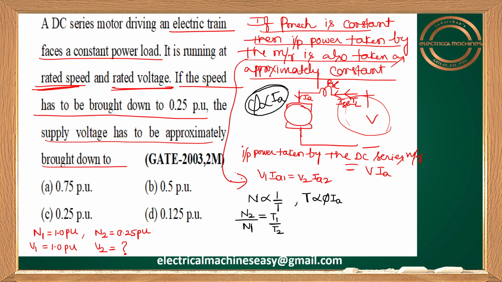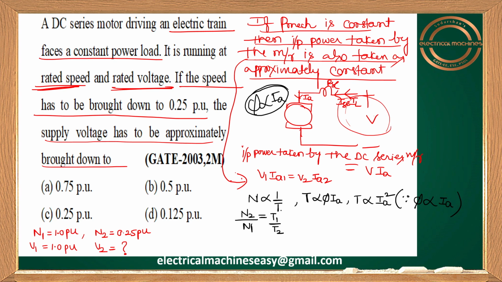You'll be having some idea. Okay. Therefore, when φ is proportional to Ia, so T is proportional to φ into Ia is the relation. I can write T proportional to Ia into Ia, so T is proportional to Ia square. What is the reason? Since φ is proportional to Ia is the relation we know in a DC series motor.